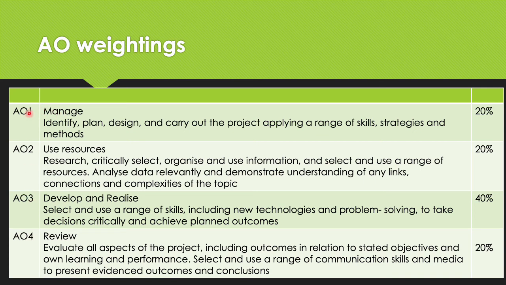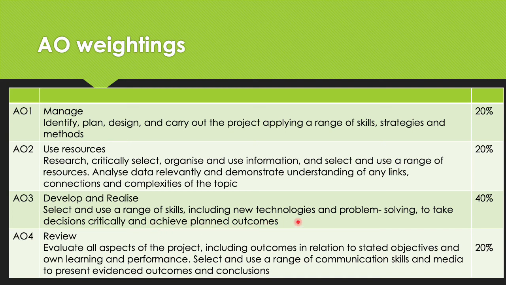Really, these 2 strands here, AO1 and AO3, is to manage. How are you managing the project? What's your plan, which this really EPQ lesson feeds into? What's your plan? What's your design of your project? How are you identifying the areas that you need to look at? The best EPQ projects not only plan what's going to happen and design what you're going to do based on a range of skills and different methods, but also develop that and realise that, and say, how are you going to achieve those planned outcomes?